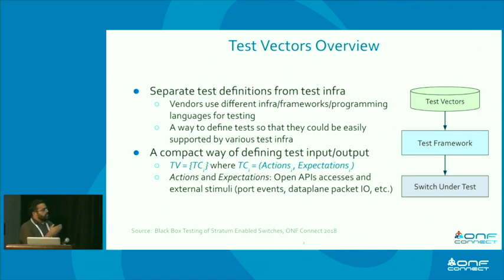In this scenario, we can think of them as substeps of an end-to-end scenario. And these are basically actions and expectations. Actions are the open API accesses, the P4 runtime, GNMI, GNOI accesses, or some external stimuli like data plane events or port events that we want to run against the switch. These actions change the state of the switch. And to verify the actions, we use the expectations, which are just the expected behavior after running the actions.